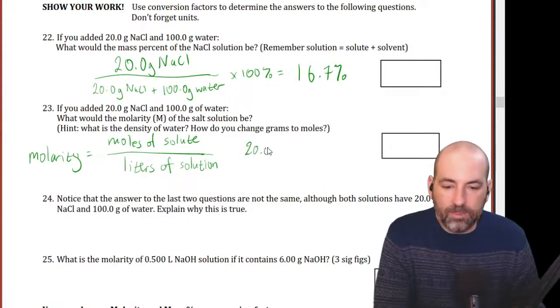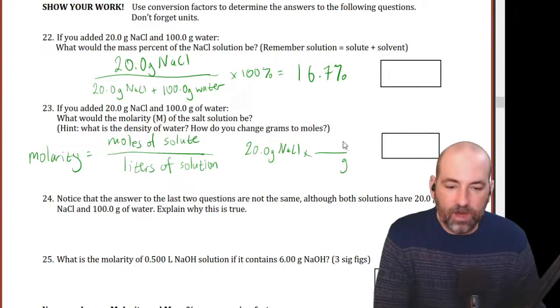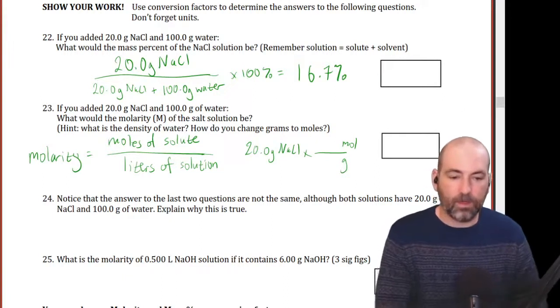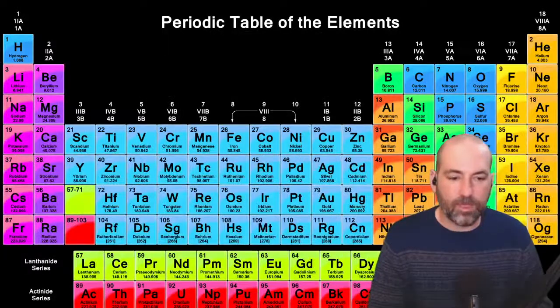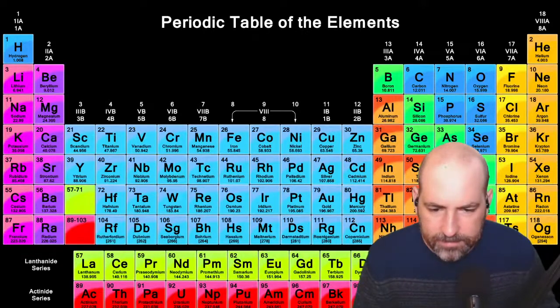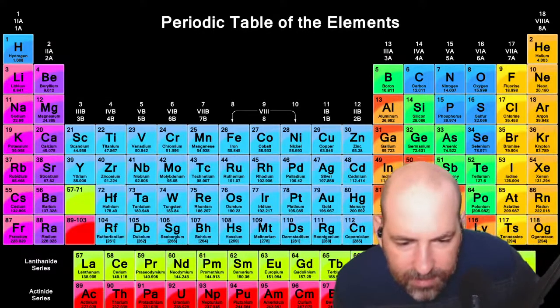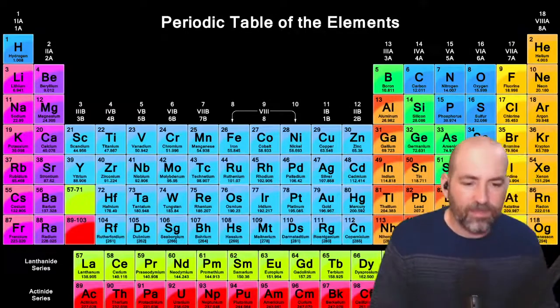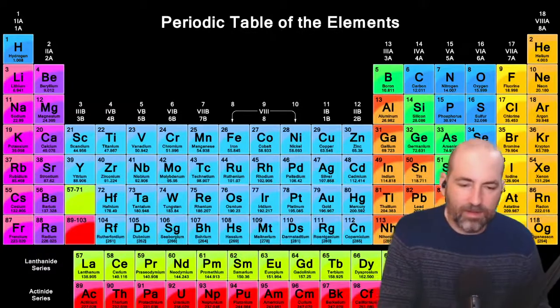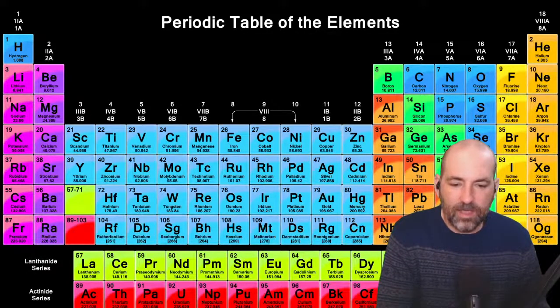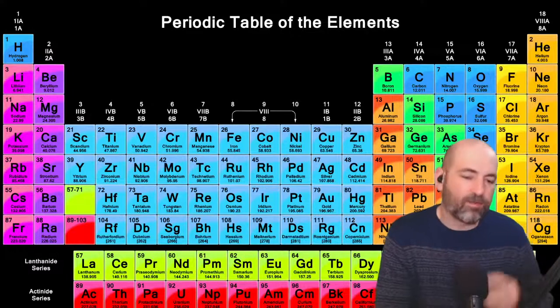We can go 20 grams of sodium chloride, and we want to multiply it by a factor that goes from grams to moles. We talked about this a couple of units ago. That is the molar mass. So we look up sodium and chloride on the periodic table here. And just for simplicity's sake, I'm just going to say 23 and 35. I know it's not quite right, but we'll add the 0.5. So 23 and 35 is 58.5 grams per mole.